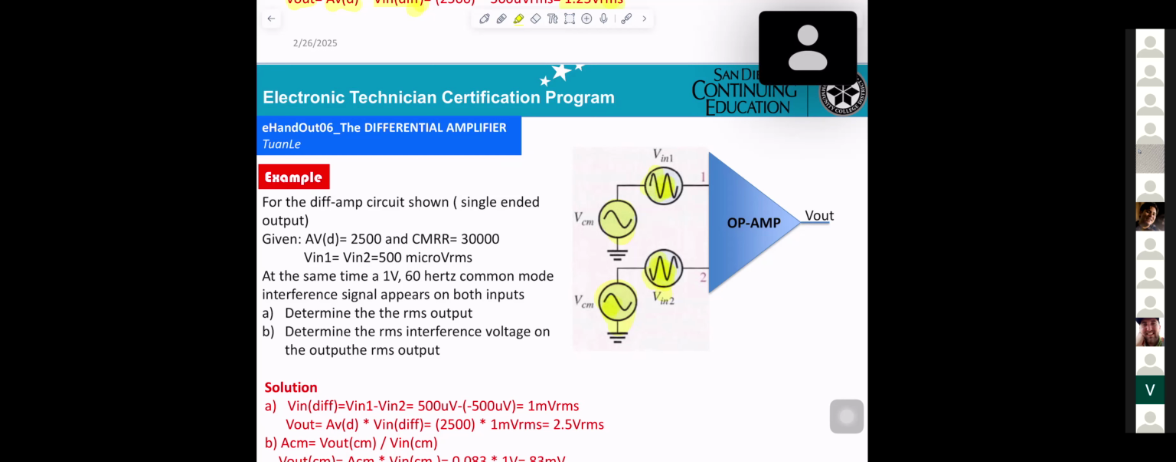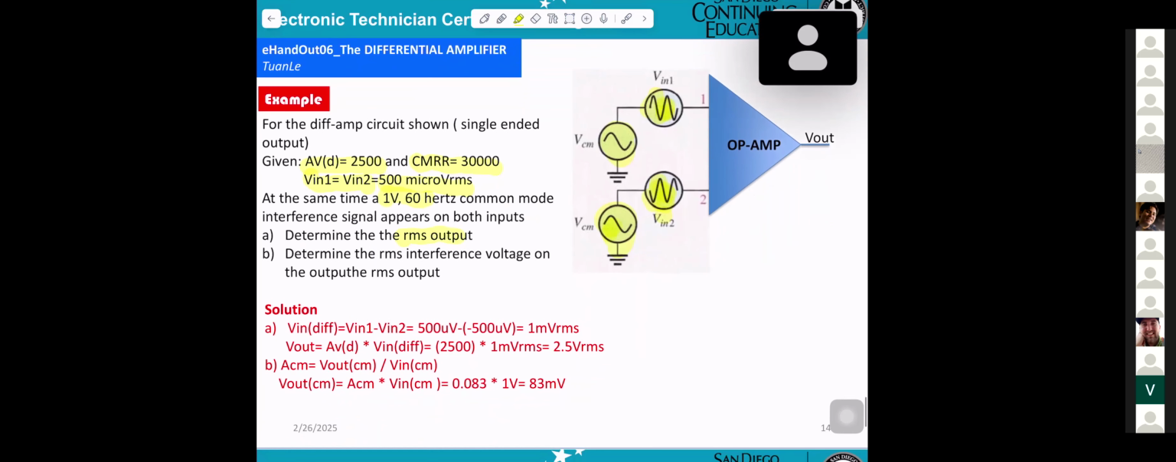For the differential amplifier circuit shown, AVD 2500, common mode rejection 30,000. V in 1 equals V in 2, 500 microvolt RMS. At the same time, a 1 volt 60 hertz common mode interference signal appears on both inputs. They want to know the RMS output. And you can say they do the calculation.